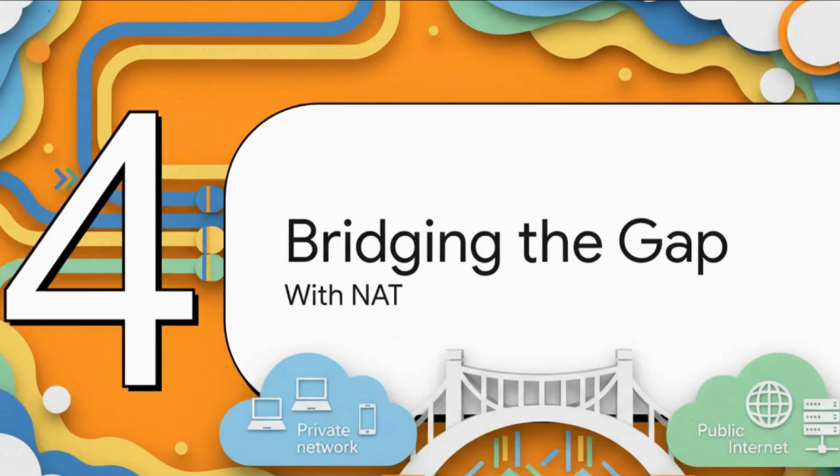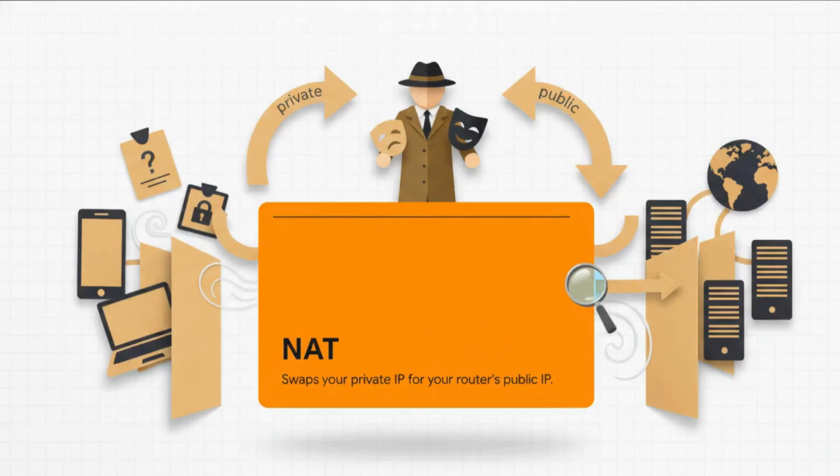Well, that brings us to Section 4, bridging the gap with NAT. Enter the real hero of the story, NAT, which stands for Network Address Translation. This is the crucial process your router uses to literally swap a private IP for a public IP. See, when your phone tries to access the open web, it can't just use its internal address. Nobody out there would have a clue how to route the data back to you. So your router steps in. It intercepts the request, and like a spy, it masks your device's true private identity, swapping it out for its own globally routable public IP address.